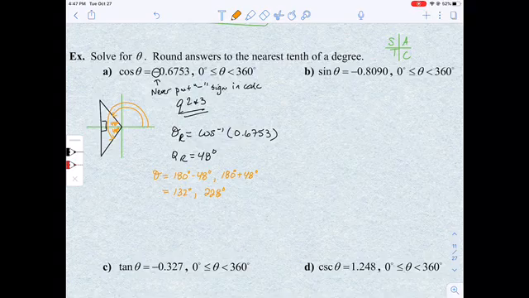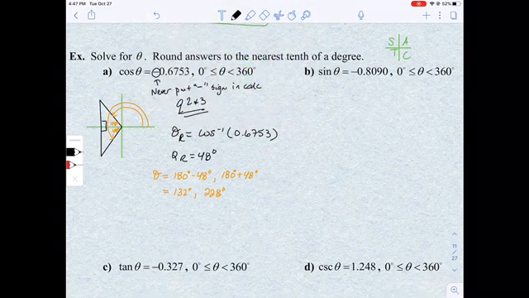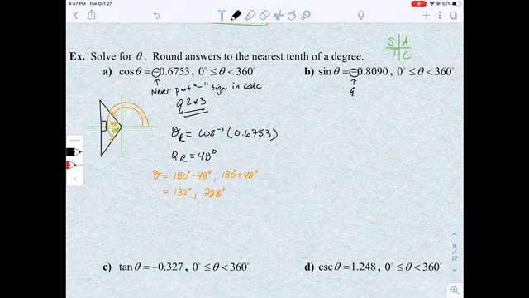Okay, let's do the next one. Sine of theta is negative 0.8090. Okay, what do we do? The first thing I do, I'm going to draw a little baby sketch. I want to think, where is sine negative? This tells me that I'm in quadrants 3 and 4, right? Sine is negative here and here. So I'm going to draw a little sketch.